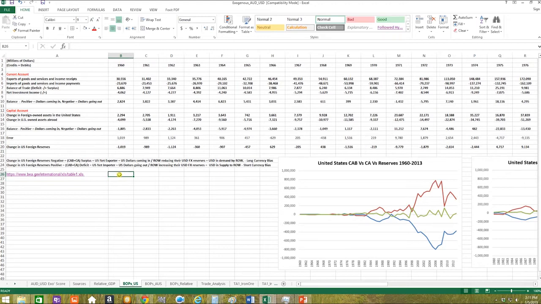Now, if you go up to the current account balance first, you'll see that overall in 1960 we get a positive number.